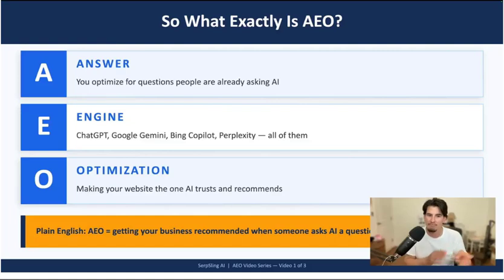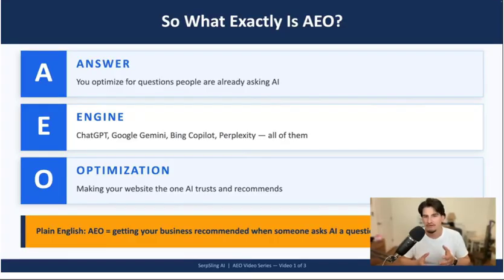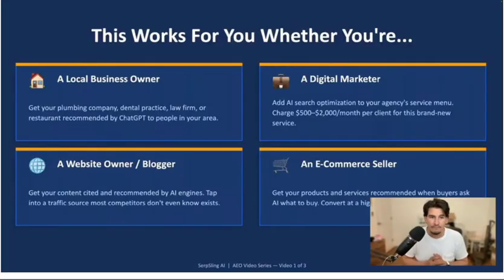ChatGPT, Google Gemini, Bing Copilot, Perplexity, all of them, okay? They are all becoming people's go-to search engines. And then you optimize making your website the one that AI trusts and recommends, okay? So in short, pretty much getting your business recommended when someone asks AI a question in your category. So for those of you that understand SEO, it's pretty much SEO for the AI engines that are out there, okay? And this works for you whether you're a local business owner, especially if you're a local business owner.